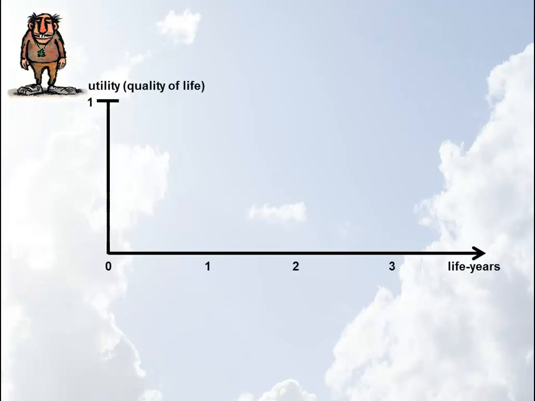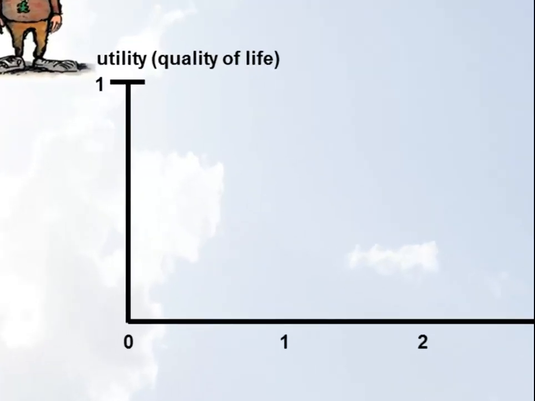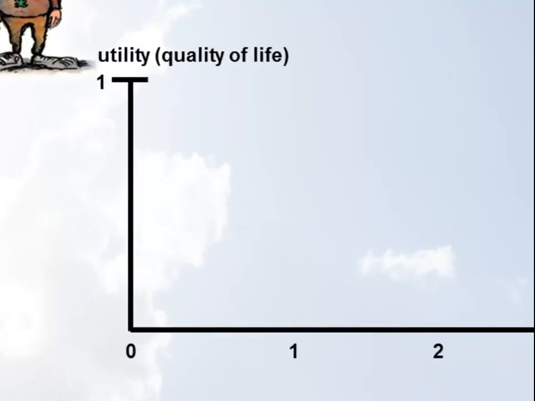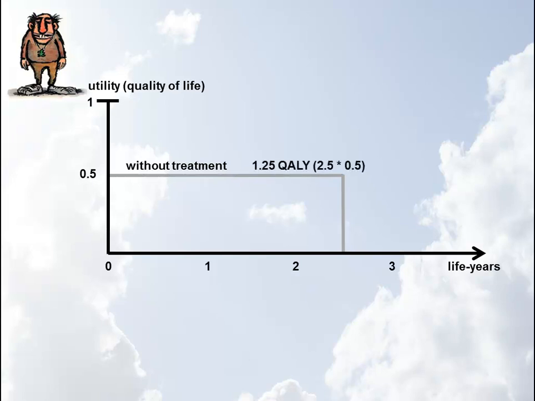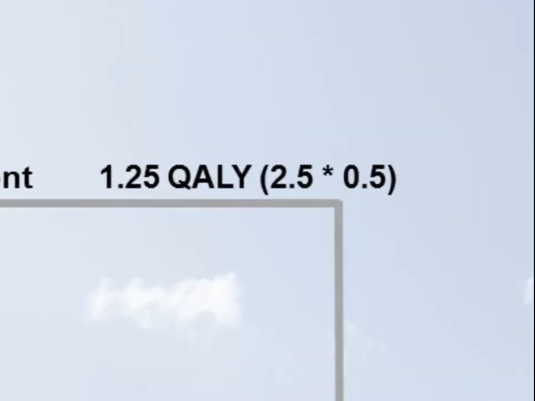We add a new dimension to the health effect, quality of life, here represented by the utility on the y-axis. Let's assume that he would live 2.5 years at a utility of 0.5 without treatment. That will result in 1.25 QALYs: 2.5 life years times the utility 0.5 during these life years.